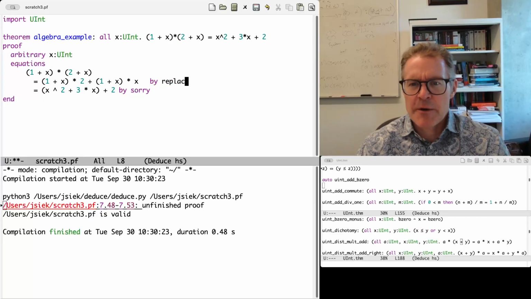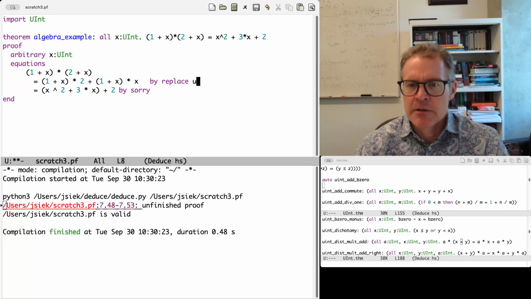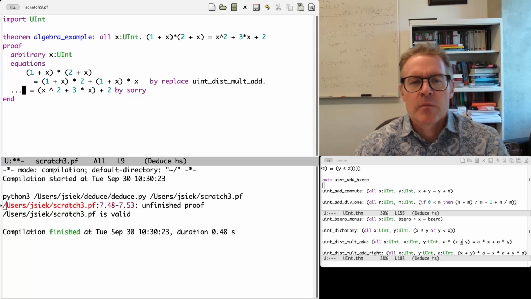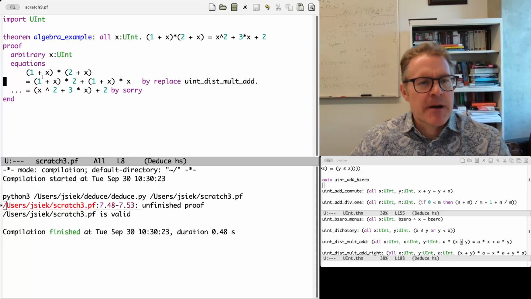And so the way we use an equation to change our goal is using the replace keyword. Okay, so that should get us from here to then having the multiplication distributed. Okay, the multiplication by 1 plus x.